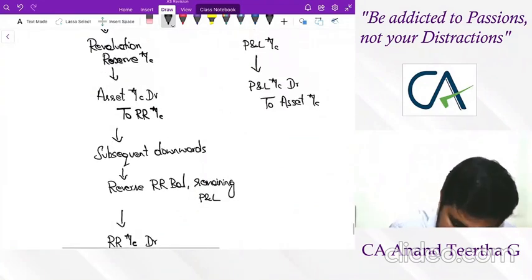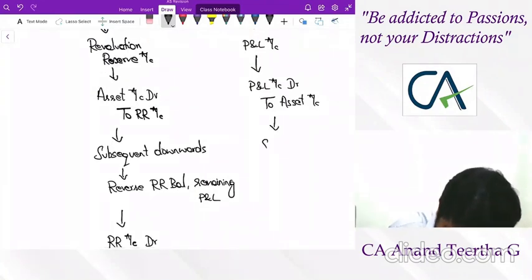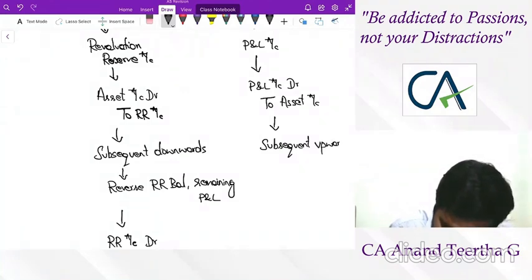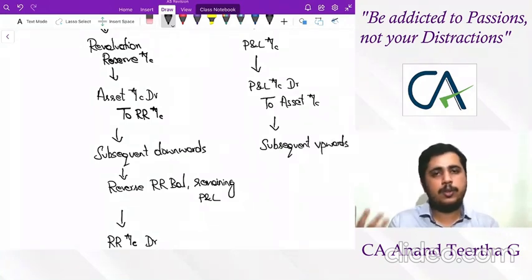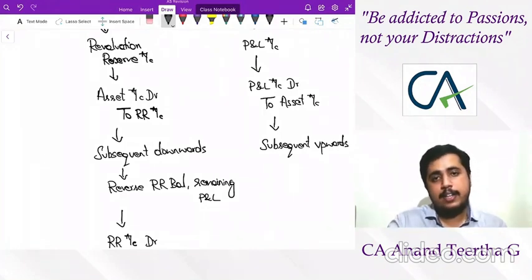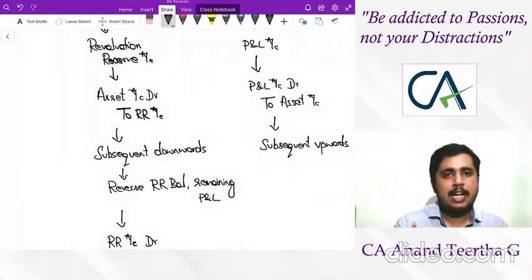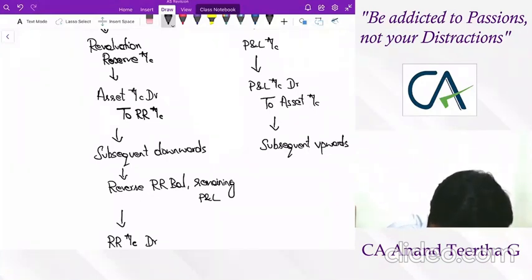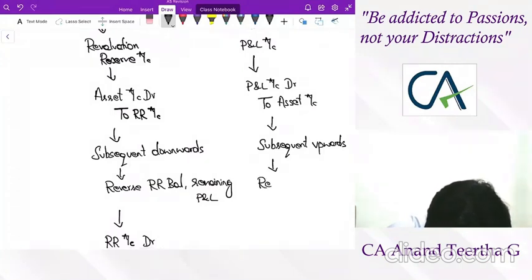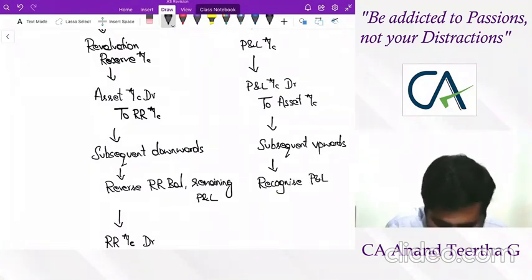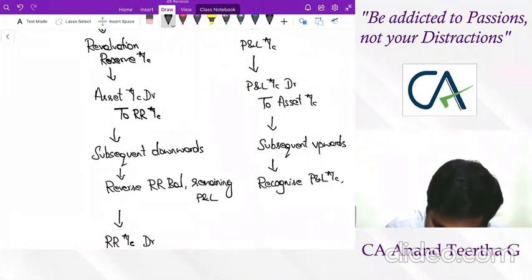Even in this case, if there is a subsequent upwards, so initially you had a downward revaluation, because of that there was a loss. This loss was transferred to P&L. Now it is leading to subsequent upwards. At that time, just like the adjacent one, first recognize the profit for the P&L already considered and remaining shift it to RR account.